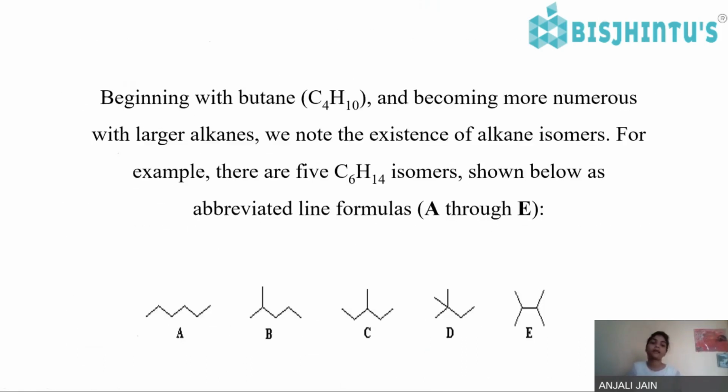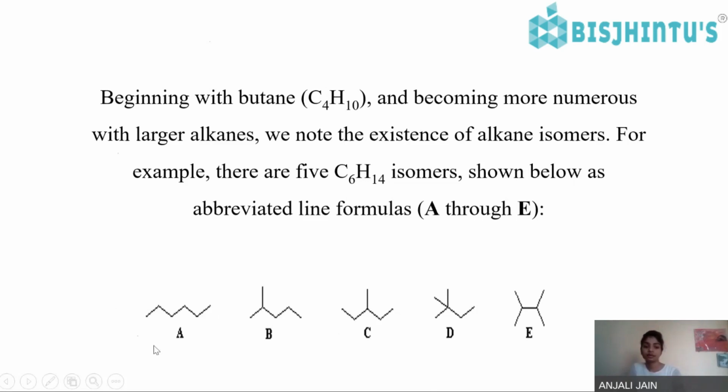Okay, so beginning with butane. Butane has 4 carbons, and when we apply the CnH2n+2 rule, it will have 10 hydrogens because 4 into 2 plus 2, 8 plus 2, will be 10. The number of isomers becomes more numerous with larger alkanes. So we are showing the various isomers of butane which are possible.